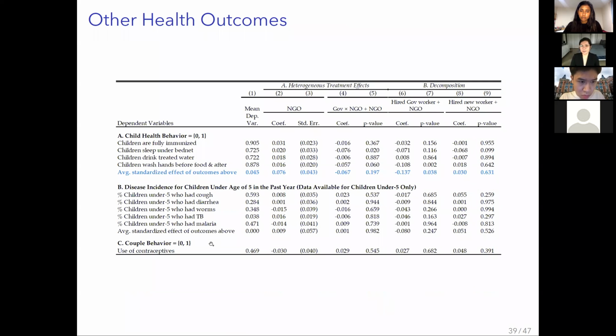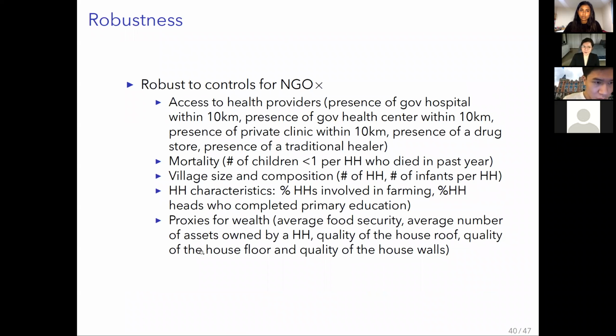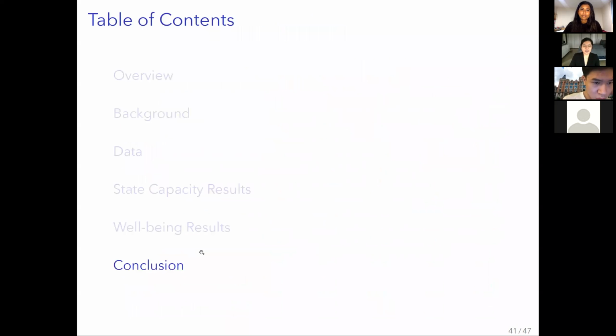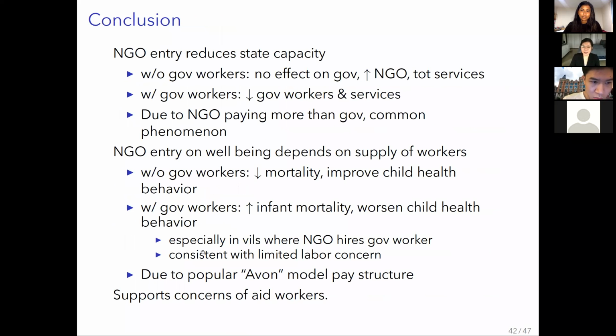And we can look at a bunch of other health outcomes like behavior and disease rates. The estimates are either imprecise, they're always the same sign, and some of them are precise and some of them aren't. But certainly there's nothing that goes the other way from mortality. We do a lot of robustness checks. And just to stay on time, let me conclude, and then we can talk more in our 20 minutes.